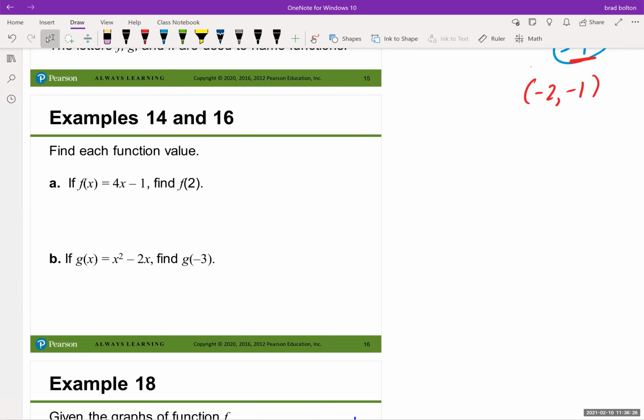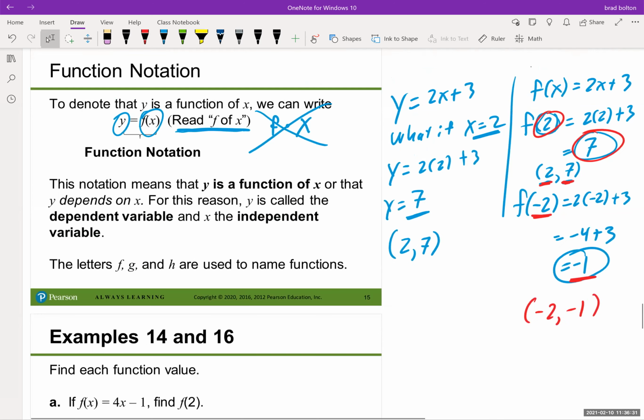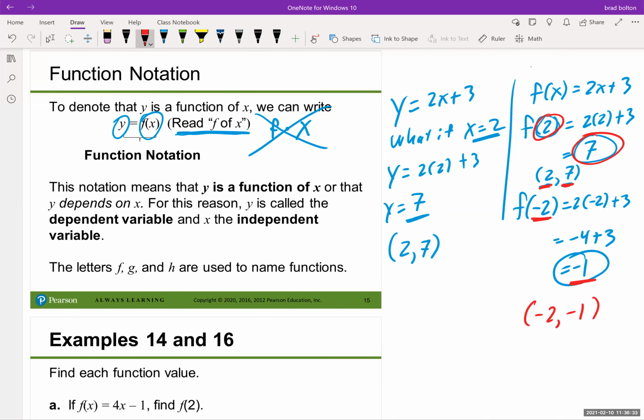So find each function value. So let's use this type of calculation. Oh, I forgot to read this to you guys. This notation means that y is a function of x, or that y depends on x. So just to reiterate, whatever is inside of here is the independent variable, and whatever is outside is considered the dependent variable. For this reason, y is often called a dependent variable and x the independent variable.